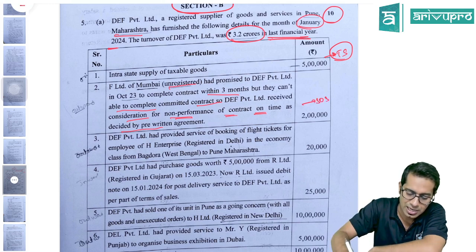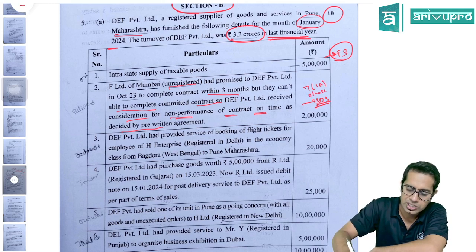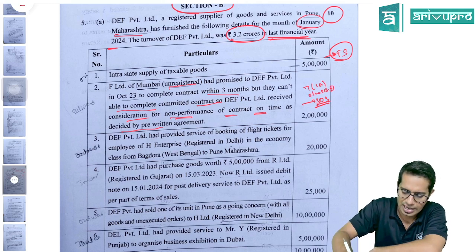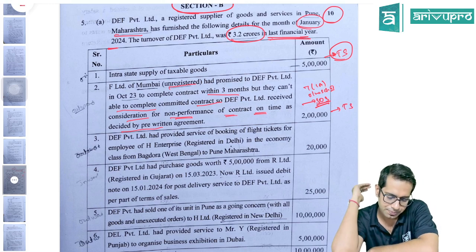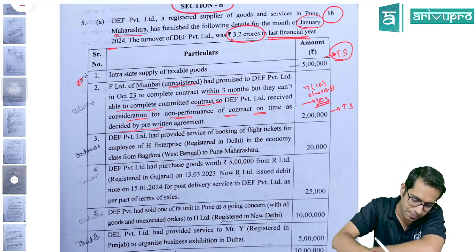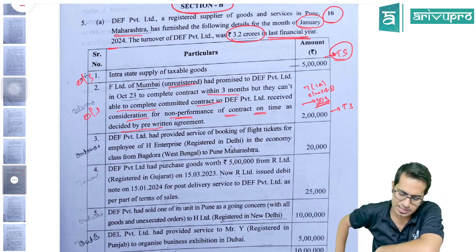This is anyway treated as supply of services as per section 7 subsection 1 clause (a) read with Schedule 2. It is treated as supply of services, and therefore it is a taxable supply. It is also a taxable supply. You have to pay the taxes. So this is an outward supply. This is also an outward supply. And in the first 2 cases, we have seen they are taxable supplies.